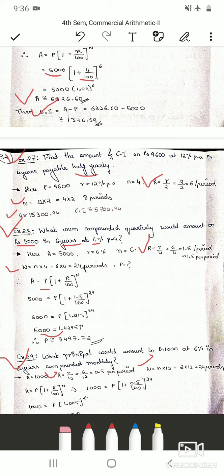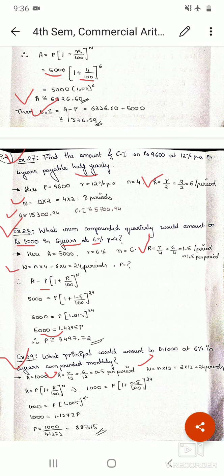Therefore, substitute the given terms in the amount formula. So 1000 equal to P into 1 plus 0.5 divided by 100 whole raised to 24. It will be 1.005 whole raised to 24 into P equal to 1000. So 1.005 whole raised to 24 is 1.1272 into P. Therefore, P will be 887.15 rupees.